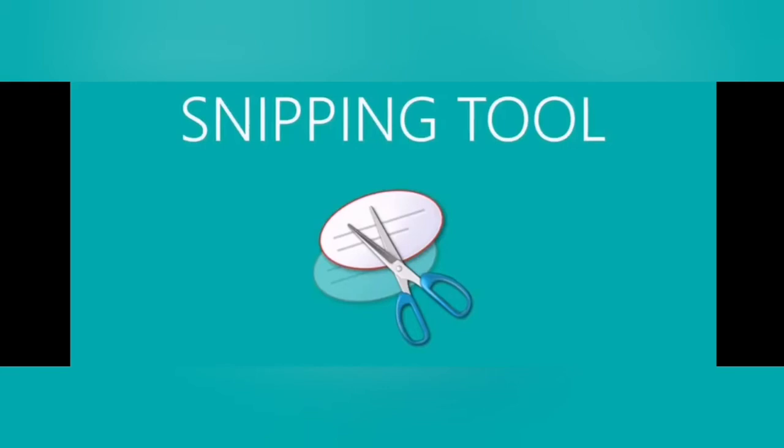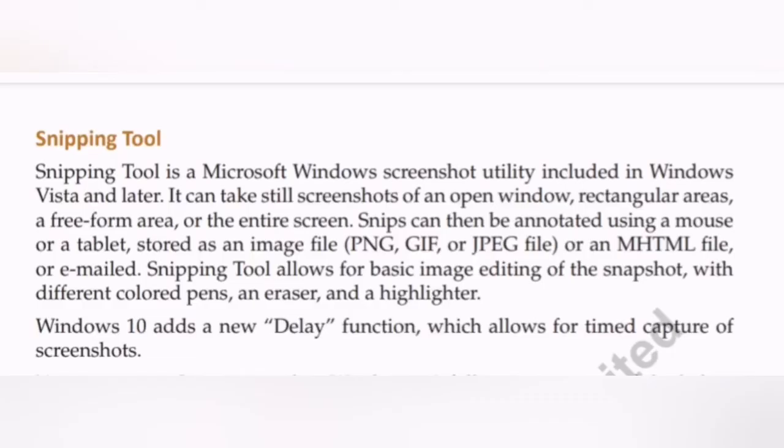Next is the snipping tool. Snipping tool is a very advanced tool that is used for taking screenshots on the computer. When we are using this snipping tool, we can take a screenshot whenever we want. The screenshots can be saved in the form of PNG, GIF, JPEG or MHTML files. The very advanced feature of the snipping tool in Windows 10 is the delay function, which means we can set up a time for when we want to screenshot that particular image.